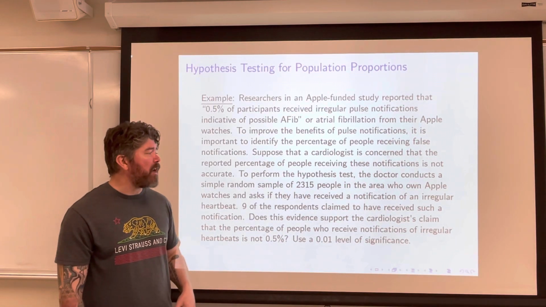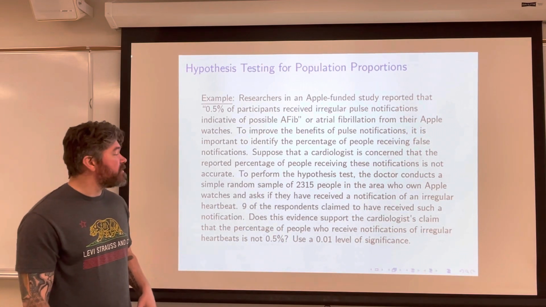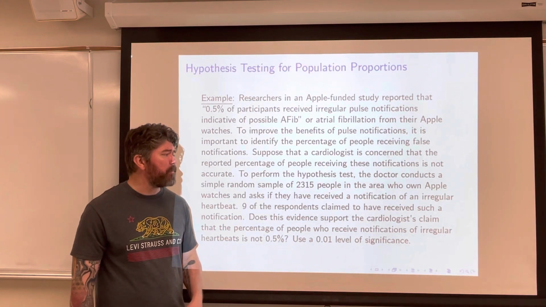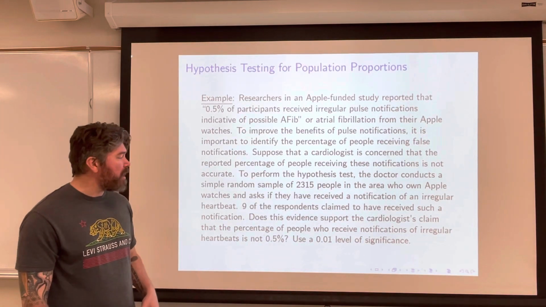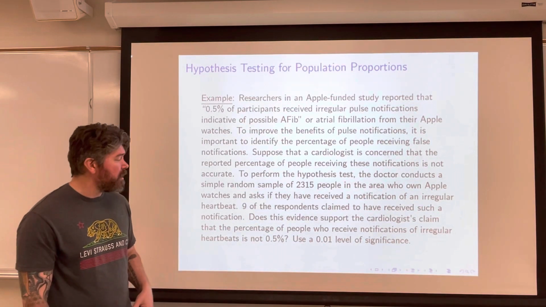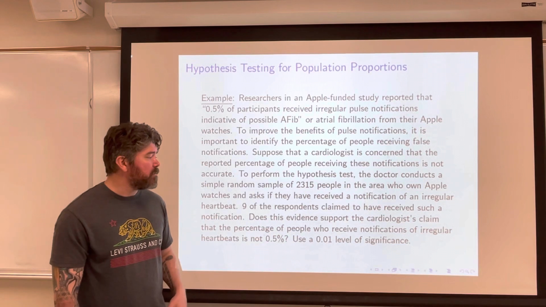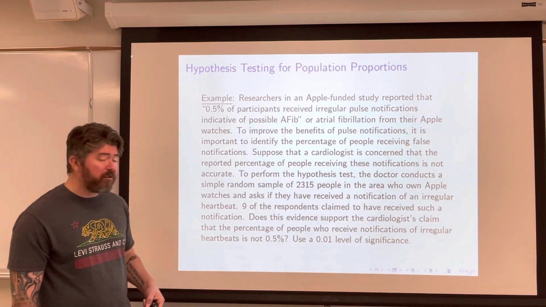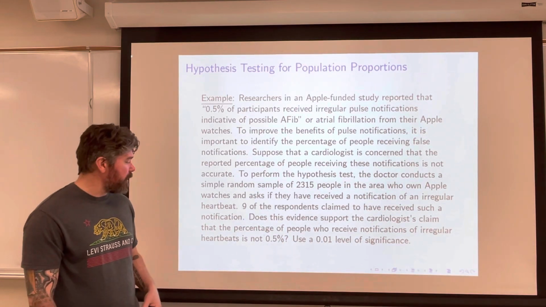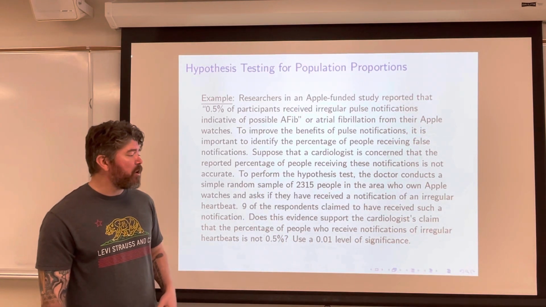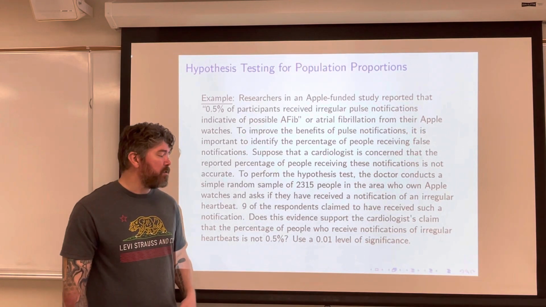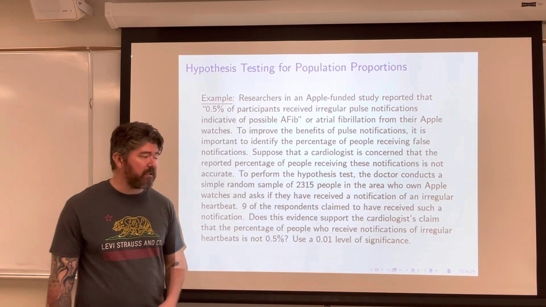To perform the hypothesis test, the doctor conducts a simple random sample of 2,315 people in the area who own Apple Watches and asks if they have received a notification of an irregular heartbeat. 9 of the respondents claim to have received such a notification. Does this evidence support the cardiologist's claim that the percentage of people who receive notifications of irregular heartbeats is not 0.5%? Use a 0.01 level of significance.